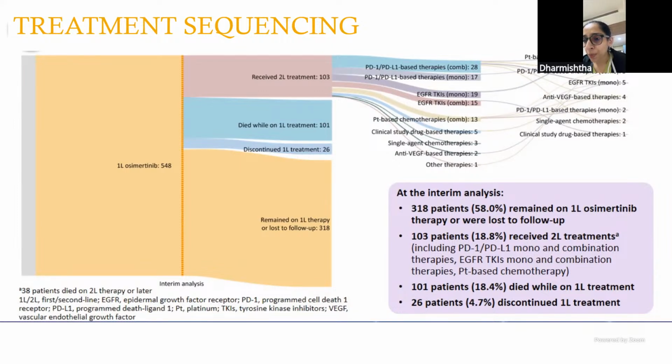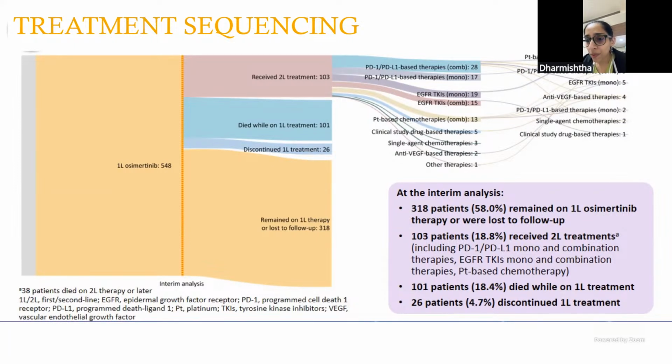The median follow-up time was 9.6 months, and the median real-world time to new treatment or discontinuation was 17.9 months, similar to the PFS that was offered by the FLAURA trial, with a 95% confidence interval of 16 to 23.6. 18.4% died while on frontline therapy, and 18.8% switched to second-line treatment, the combinations of which we have already discussed.